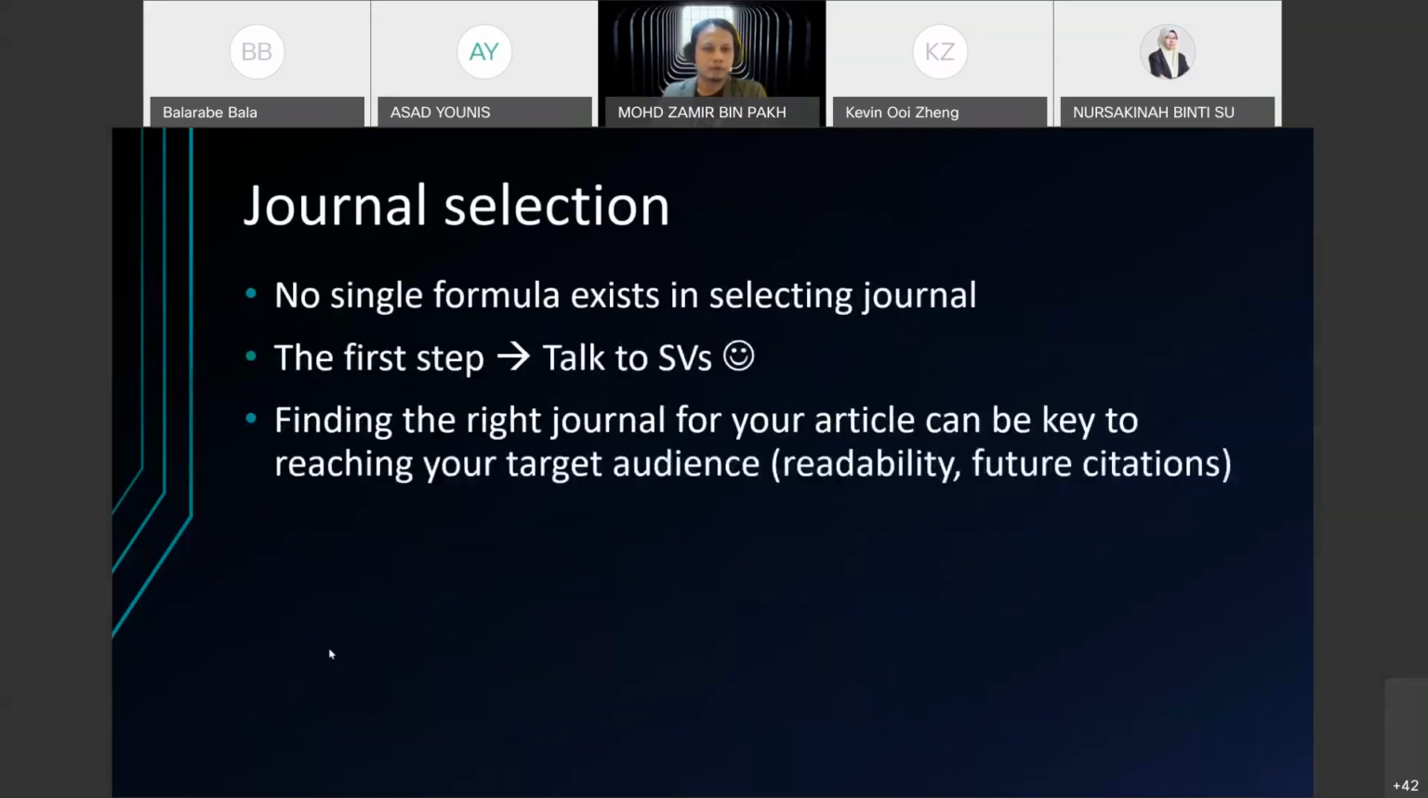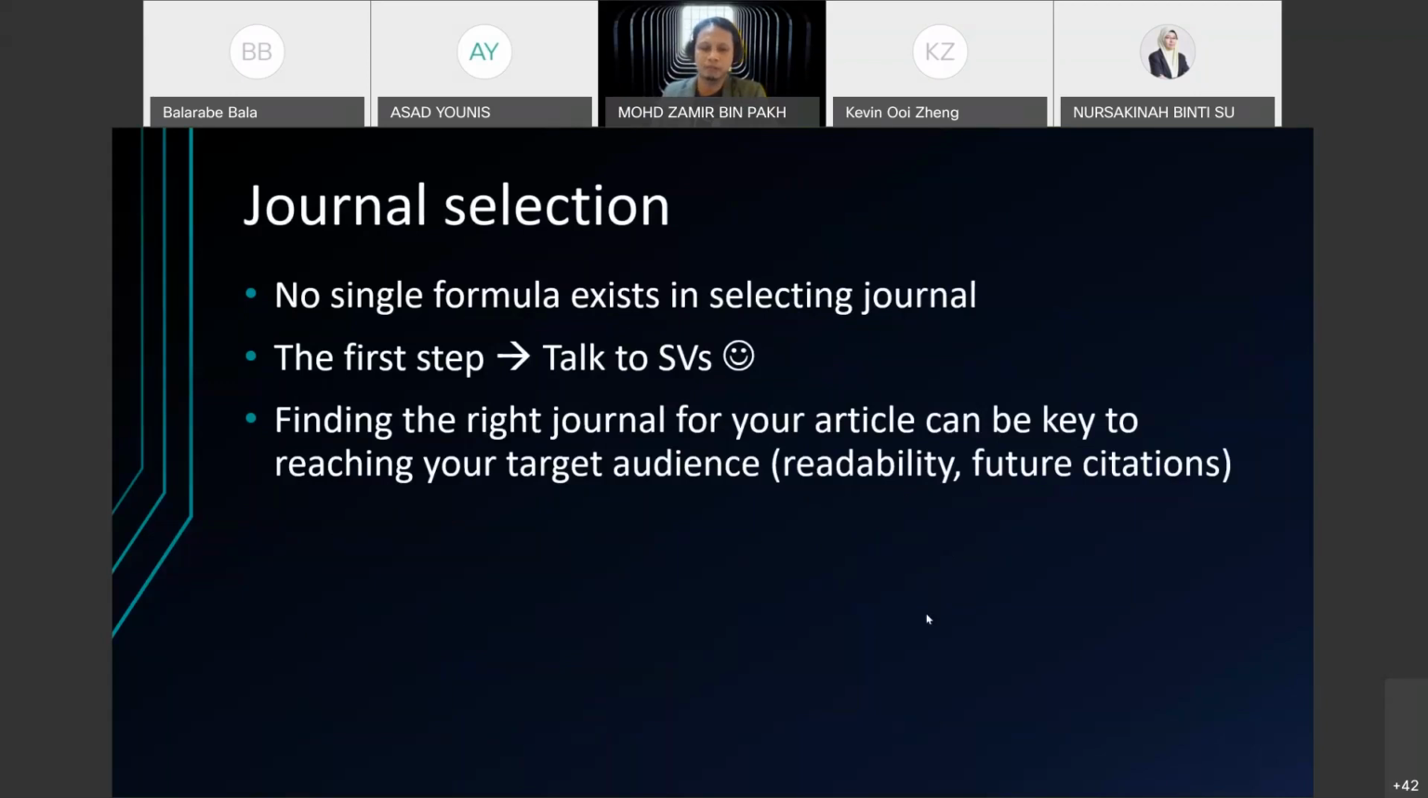Okay. So journal selection, I'm going to show you the journal finder later on, but let me walk you through the points first. There's no single formula in selecting a journal. I would say the first step is to talk to your supervisors. Finding the right journal for your article can be key to reaching your target audience, because your supervisors know who the target audience is, who the most promising researchers in the field are, and where they normally read the latest results. So that will affect the readability and citations.